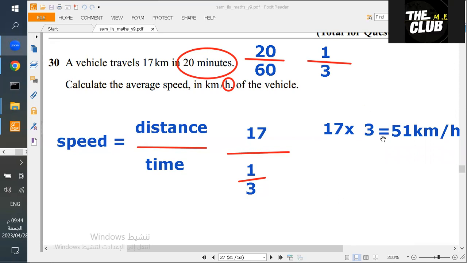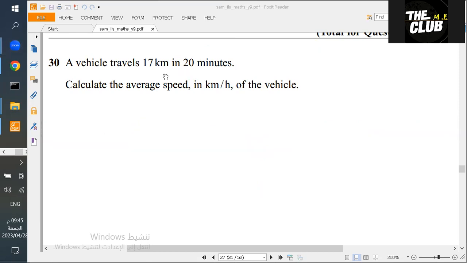You don't have to do this step, the reciprocals. You don't have to do it. Yes, but it's better to use the calculator to check your answer. Okay? That's the idea. So the first thing we focus on is converting minutes to hours by dividing by 60. Use the fraction, divide distance over time to get the speed, and then write it with the unit. Okay? That's it for this question. Let's move on to the next one.